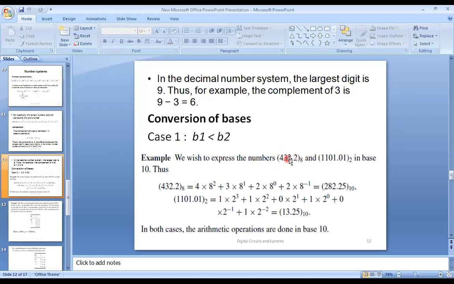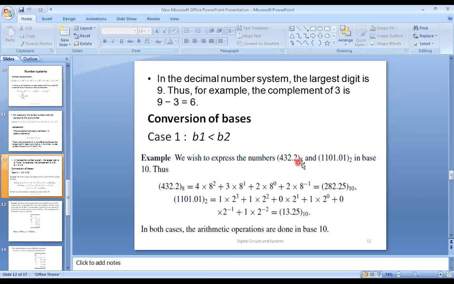If you put some number in brackets and write the suffix 8, it means the number is in the octal system. If you write 16 here, that number is in the hexadecimal system. If you add the suffix 2, that means that number is in the binary system. That's what it is. And see, this is one example. In this example, this is the question.